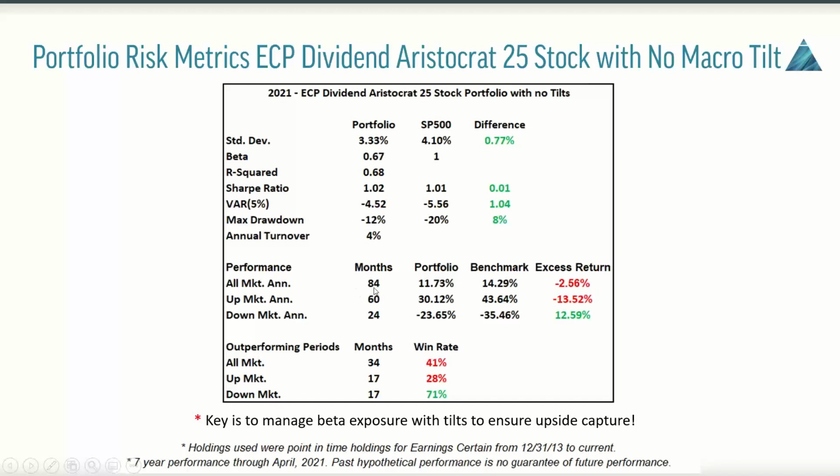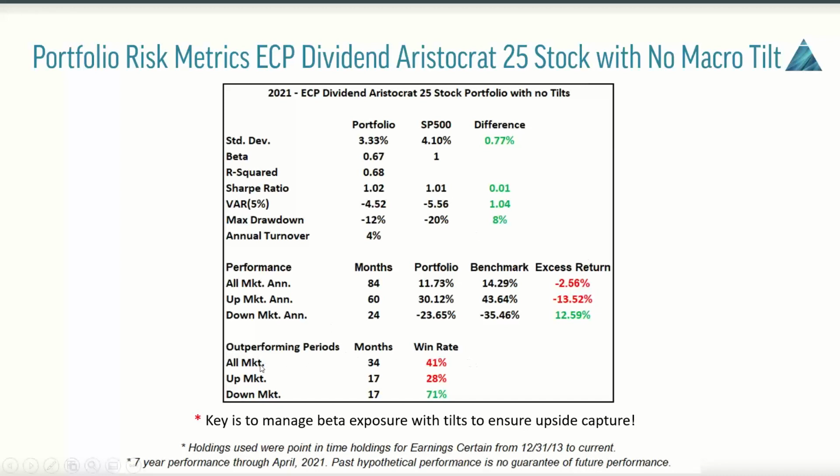So for the 84 months in the observations here, we had 60 up markets, we had 24 down markets. I want you to see that in those 60 up markets, the excess return was substantially negative, and in the down market it was substantially positive, right? All market returns clocking in at about 2.56% per year. We lag the S&P 500.